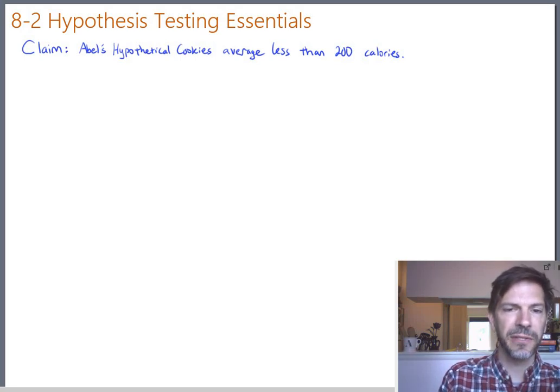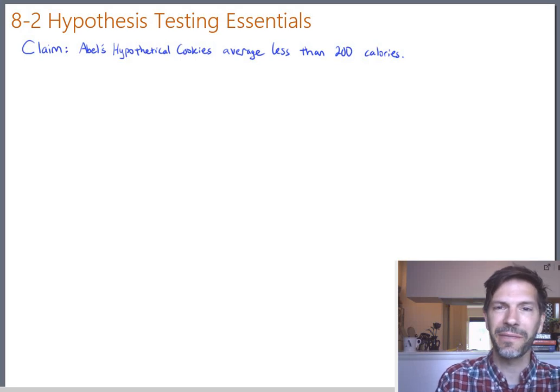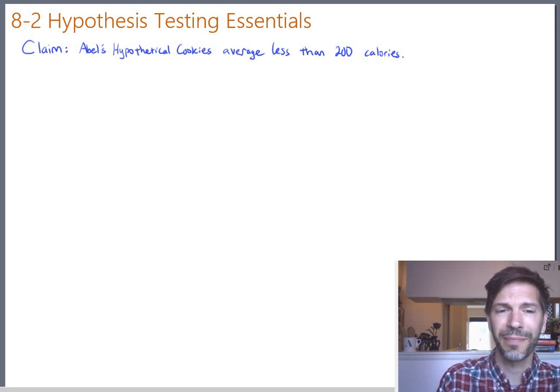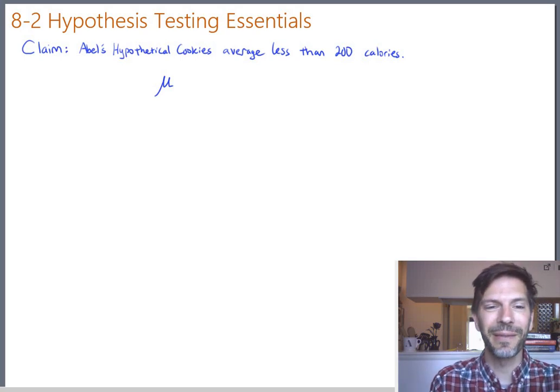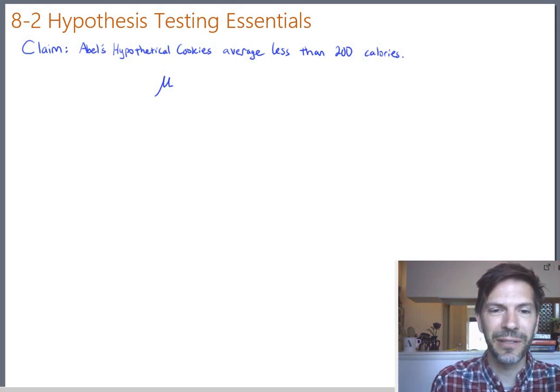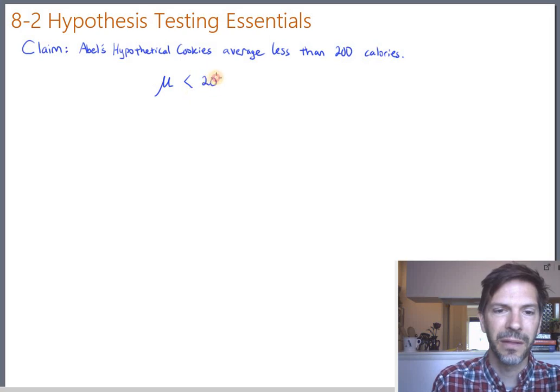Average has a different symbol. The last claim in the last video was about a proportion. This is about a mean. So this symbol for a population mean looks like this. It's a Greek lowercase mu, which is like an m. But anyway, the average is less than 200. That's going to be one of our claims.